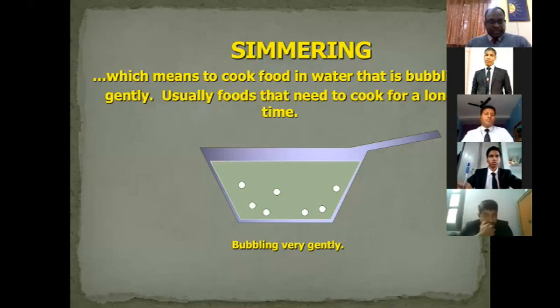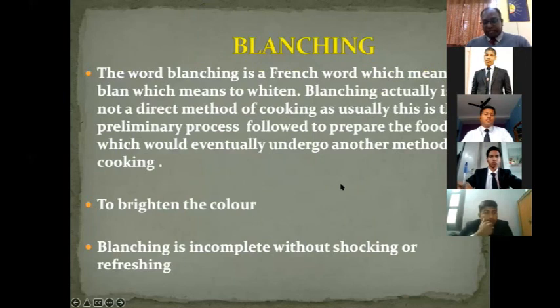So that is simmering. After simmering, the next method is blanching. Blanching में आपको देखते हैं जो पहले 5 जो अल्फाबेट्स हैं, BLANC, that is blanc. Blanc means white. So blanching is a word which has been taken from a French word which means to whiten.